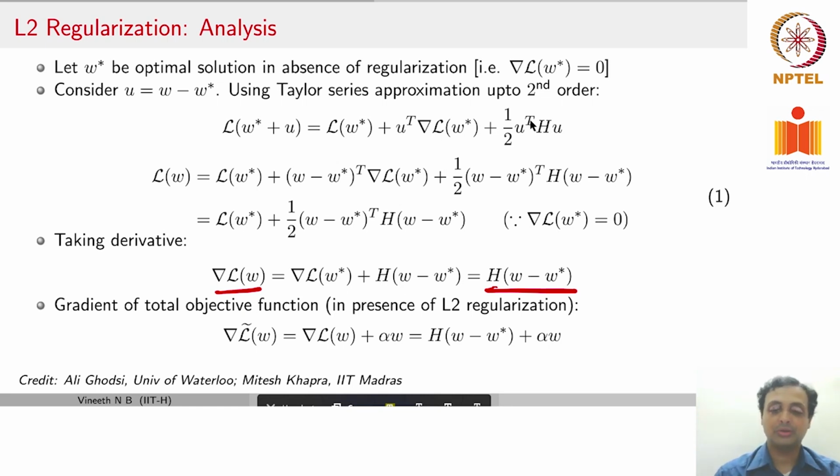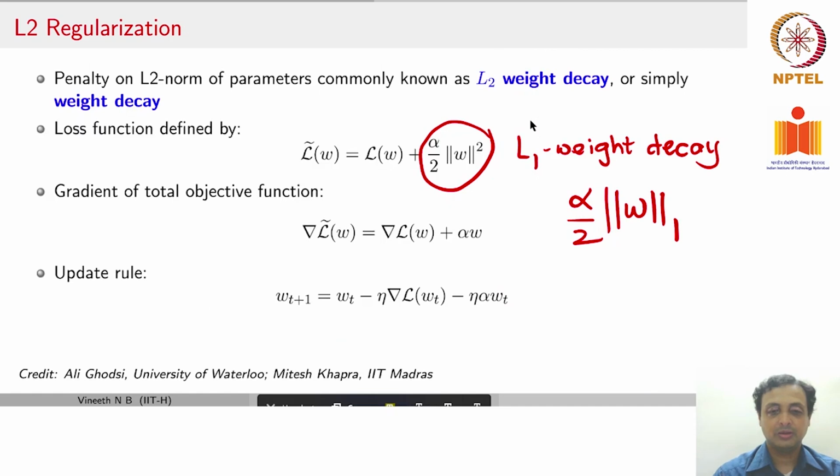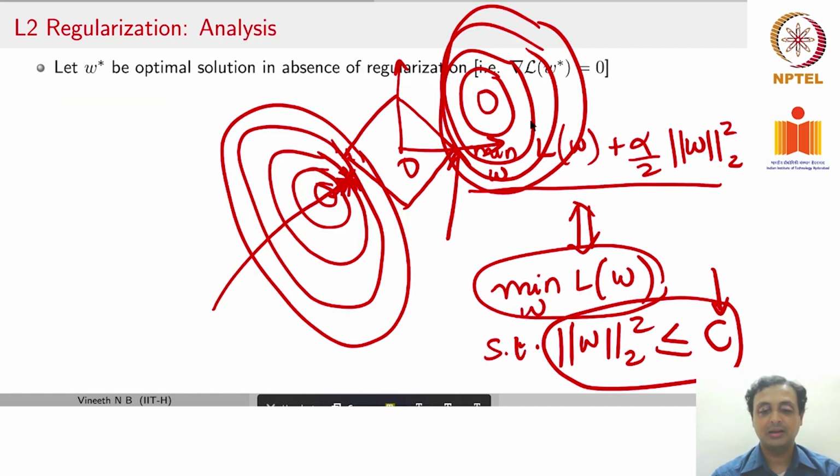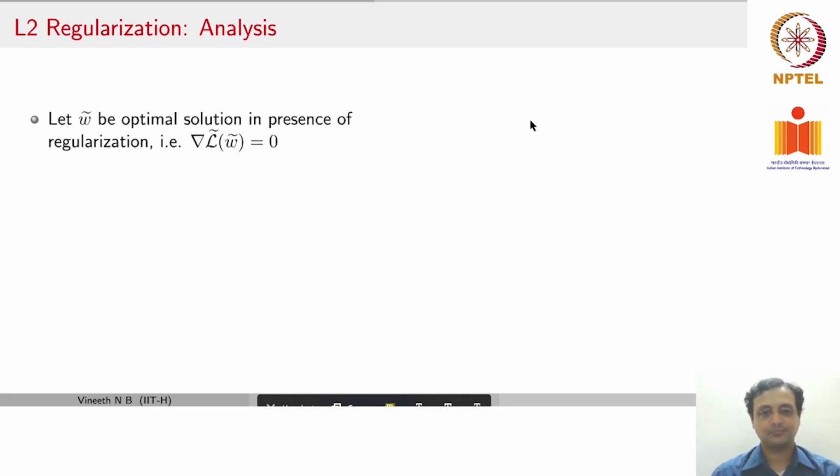Going back to this equation that we had on the previous slide, let's write that out now here. Grad of L tilde (w) is equal to grad of L(w) plus alpha w. That's what we saw earlier. And grad of L(w) can now be written as H(w minus w star) plus alpha w. Why all this? What do we want to do with this?